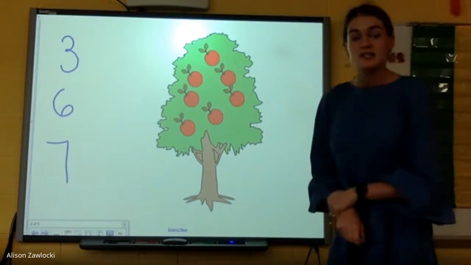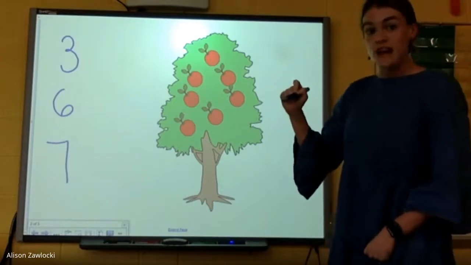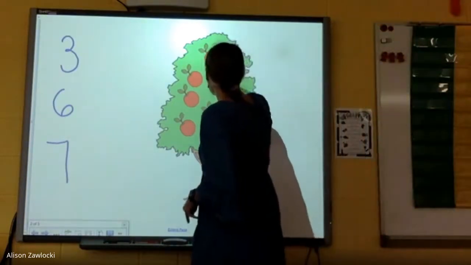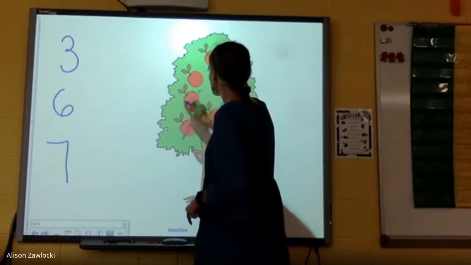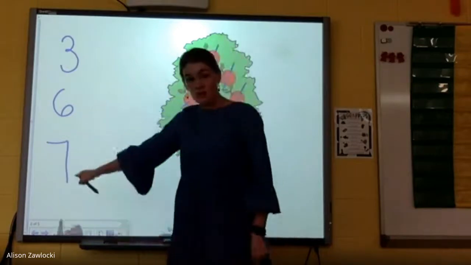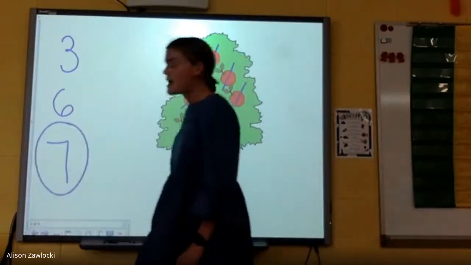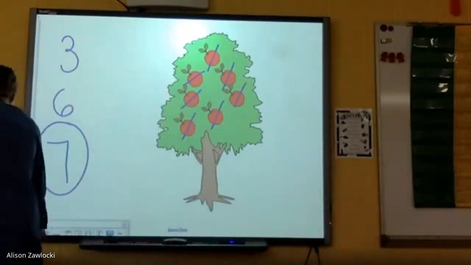We're going to count these together. And when we count, we like to cross the objects out as we count so that we know that we've already counted them. So let's count together. 1, 2, 3, 4, 5, 6, 7. So from the 3 numbers you wrote on your paper, I'm going to circle 7 because there are 7 apples on that tree. All right, great job, boys and girls.